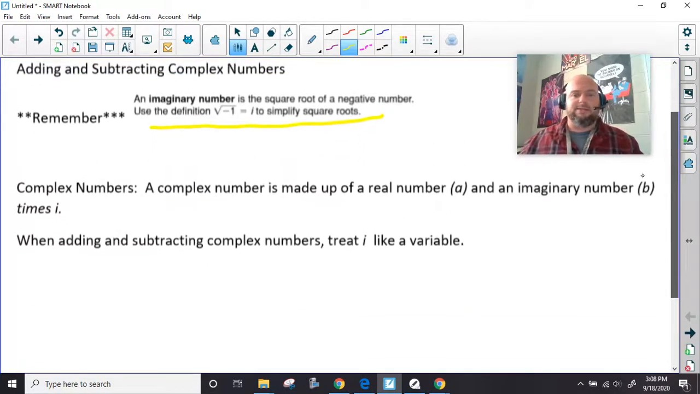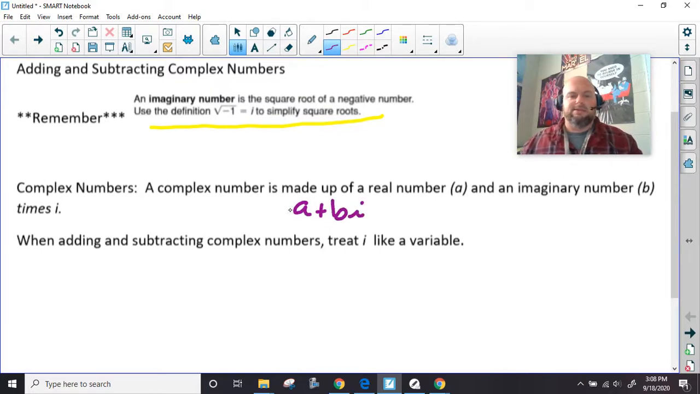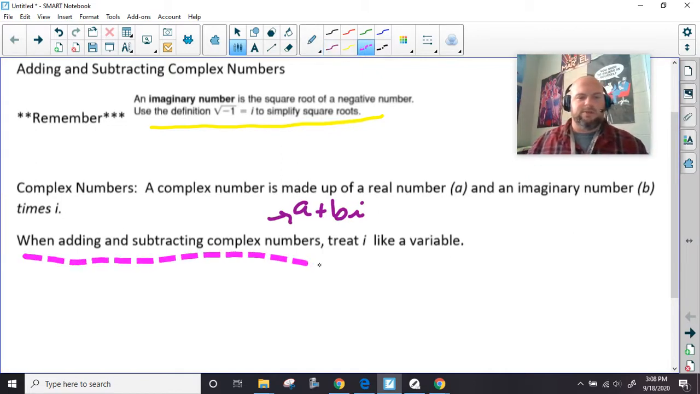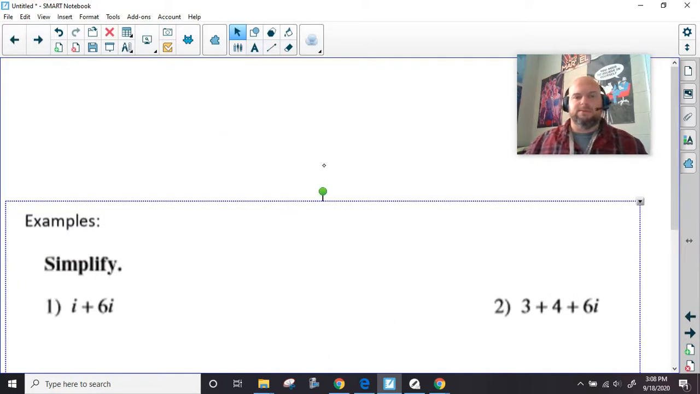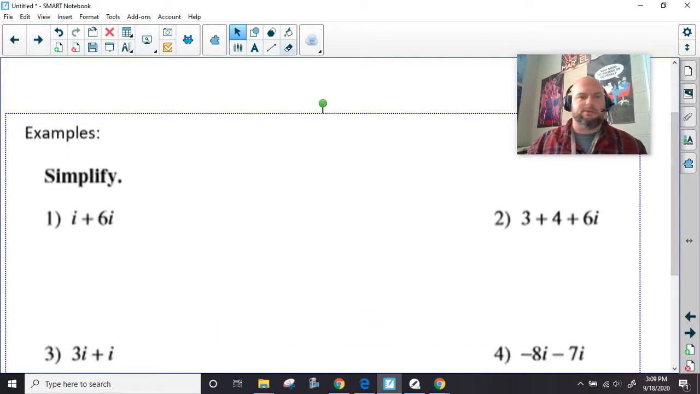All right, so a complex number looks like this: a plus bi. Okay, because a is the real part and i is imaginary. It's crazy, but here's the deal. When you add and subtract these, we're going to treat i like a variable. Okay, too easy. So we're going to scroll down here.